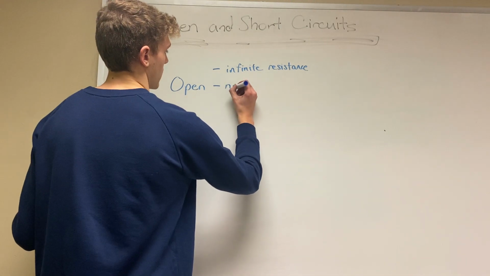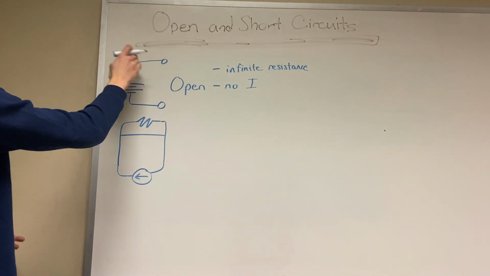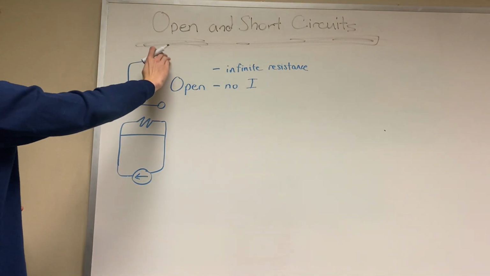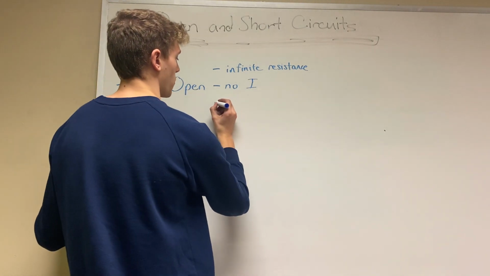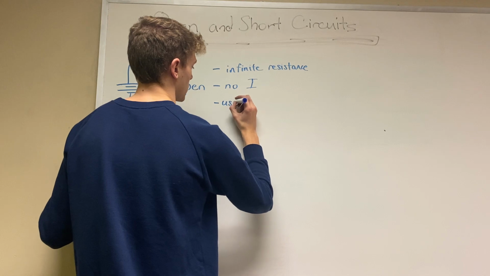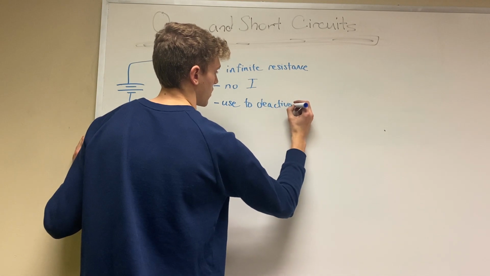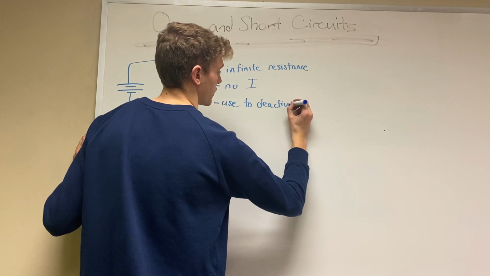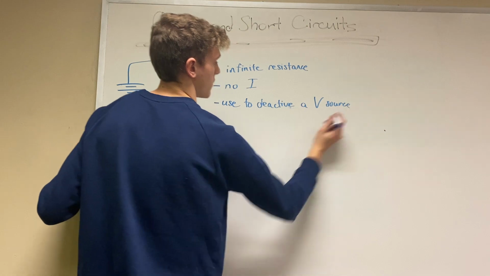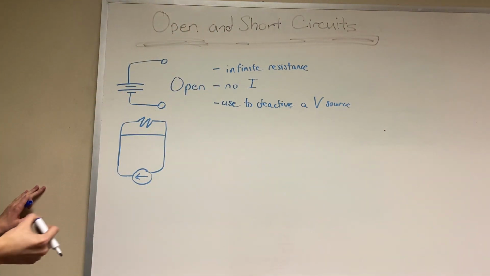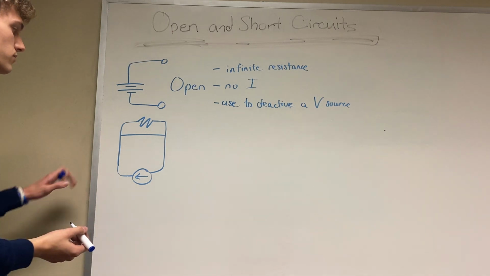And that allows no current to be able to flow through anything. So there's no current going through the source, or no current that's able to get in or out of there. And an open circuit you would use to deactivate a voltage source. If you don't allow any current to flow through it, then you are able to deactivate a voltage source.